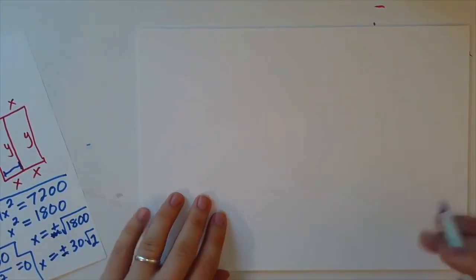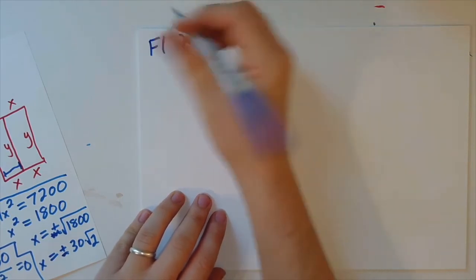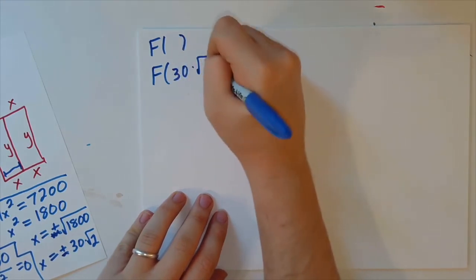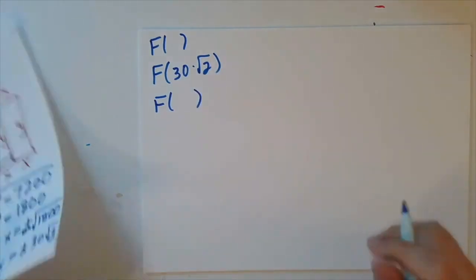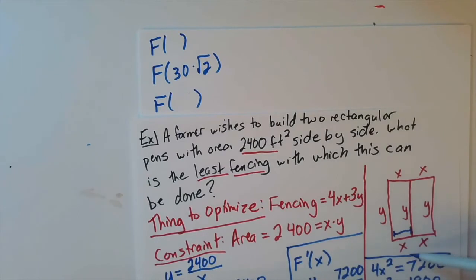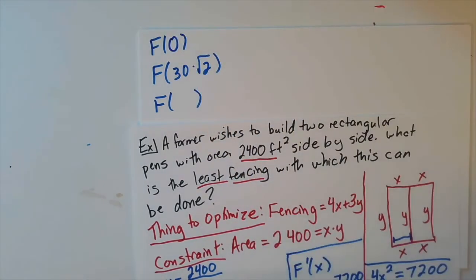Okay. So now I am meant to examine what happens at the endpoints and what happens at this point, this 30 times square root of 2 that we just found. So I have to decide, what are the endpoints? What is the smallest I could possibly make x? Well, x certainly can't be smaller than 0. And then what's the biggest I could possibly make x?